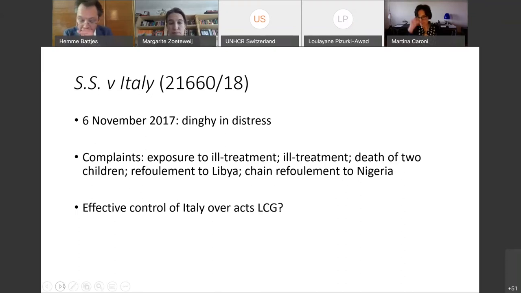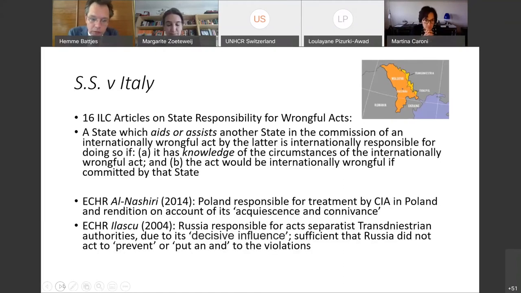Now, one way of addressing this issue is through the articles on state responsibility for wrongful acts. Next slide, please. Yes, so the International Law Commission articles on state responsibility for wrongful acts are, of course, not a treaty, but they have been adopted by the General Assembly, and besides, the International Court of Justice has said that the article in question, Article 16, is custom, so it is binding.